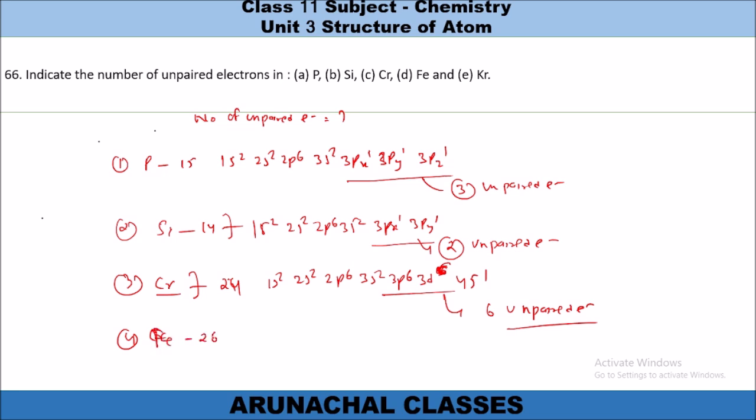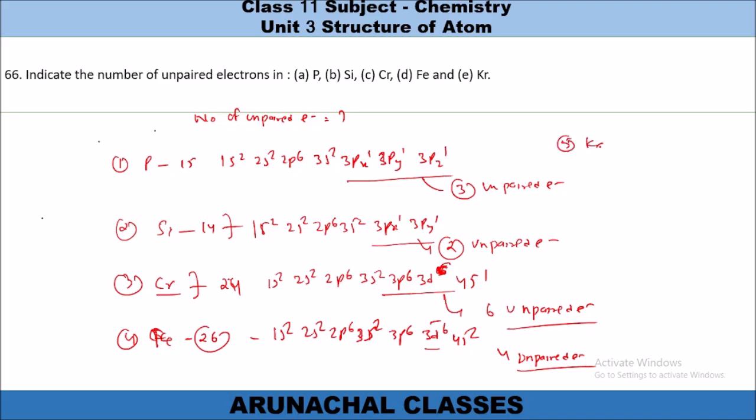Fourth one, we have iron. Iron's atomic number is 26. So 1s2, 2s2, 2p6, 3s2, 3p6, 3d6, 4s2. 4 unpaired electrons are present in the 3d orbital.